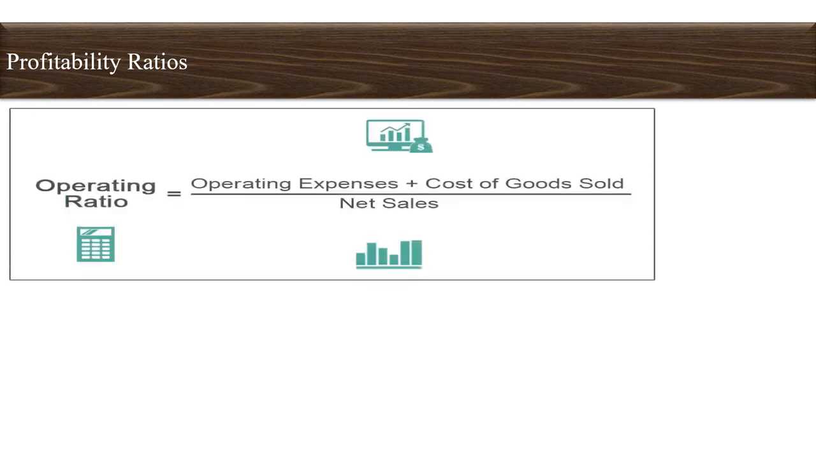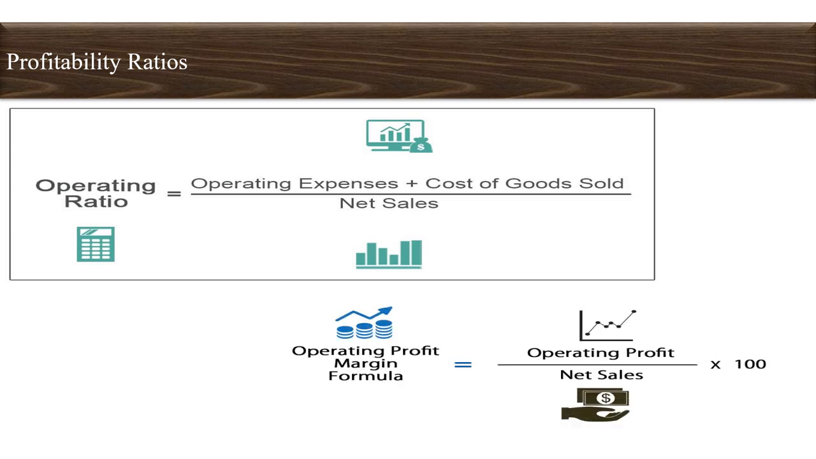The third profitability ratio, operating ratio. Operating ratio matches cost of goods sold and other operating expenses with the sales. Operating expenses include selling and distribution expenses and administration expenses. Operating ratio is equal to cost of goods sold plus operating expenses divided by sales into 100. Next, operating profit. How to find out the operating profit? The formula is operating profit divided by net sales into 100.